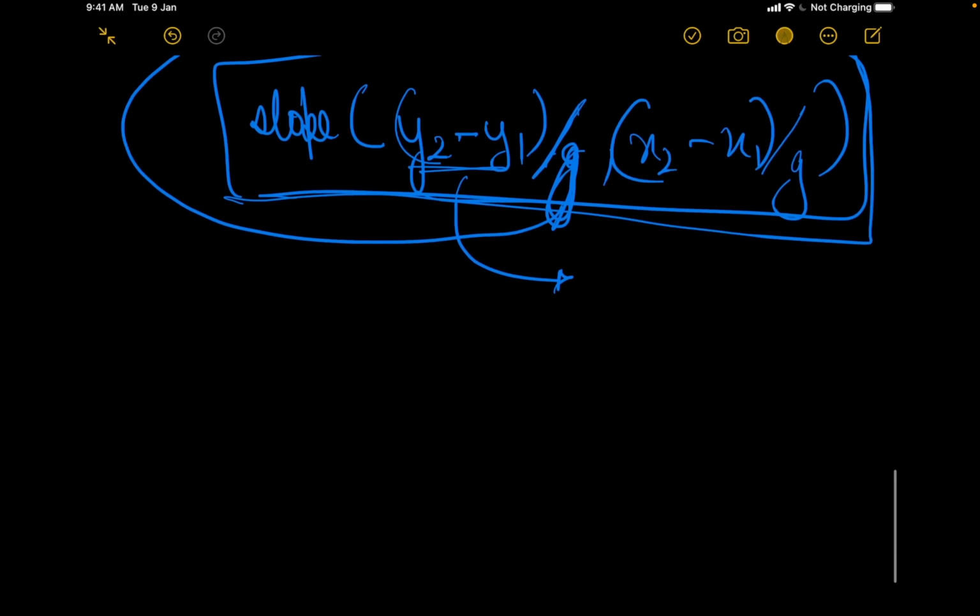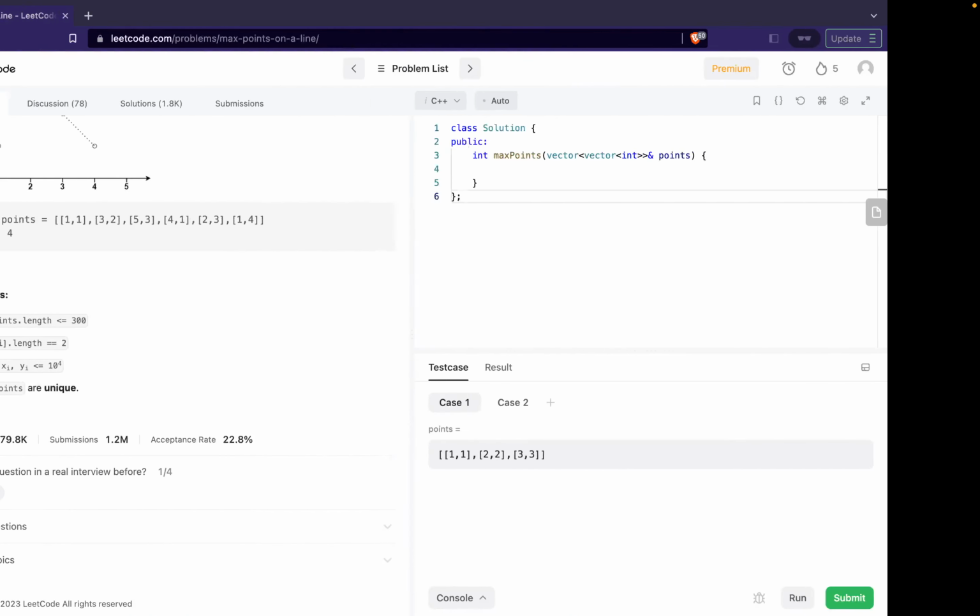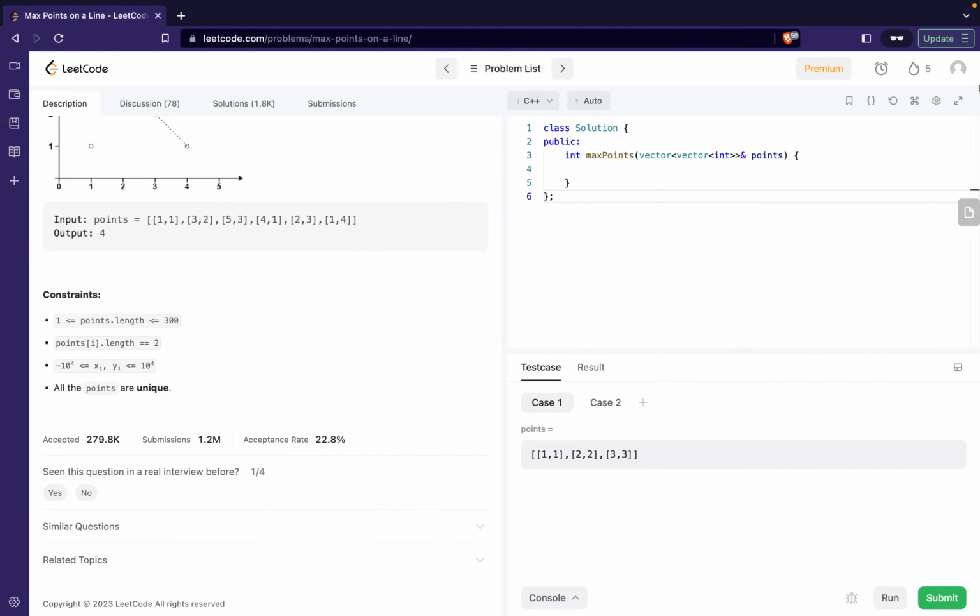Now with that knowledge, we can start coding it up. While coding, I'll try to explain more about it. If you have any doubts, I hope that while coding they become clear as well. So initially we have points. The base case is if points size is just 1, then we simply return 1. I hope that makes sense.